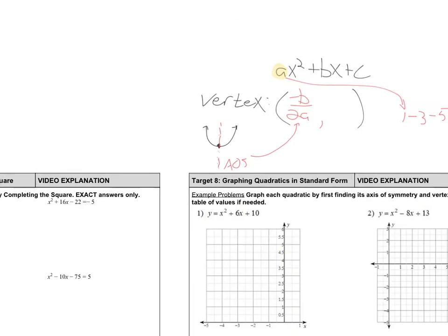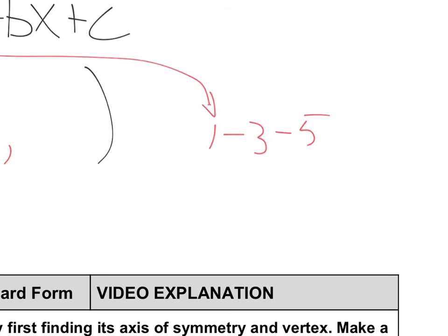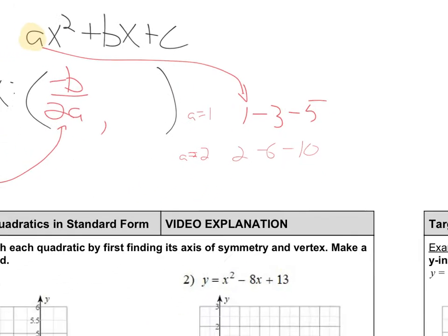So the a value is going to tell us whether we're defaulting to the 1, 3, 5 pattern, or let's say maybe a isn't 1, maybe a is 2. Well, then it would be 2, 6, 10. So I just doubled those numbers. So if it starts off with a 1x squared or a 2x squared, it'll tell us how steep to make these sides. Okay, let's see some examples, shall we?